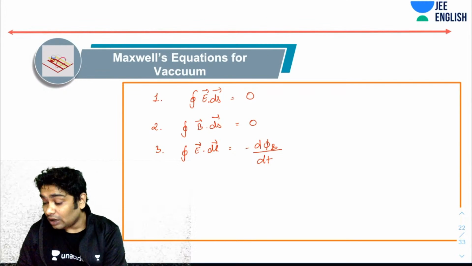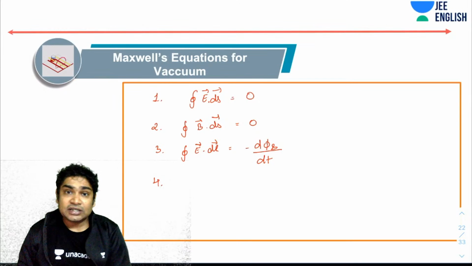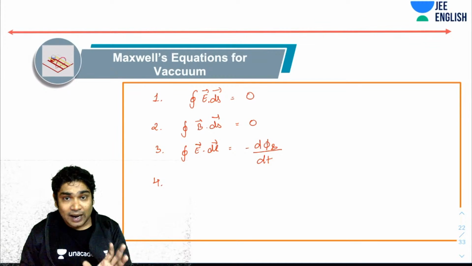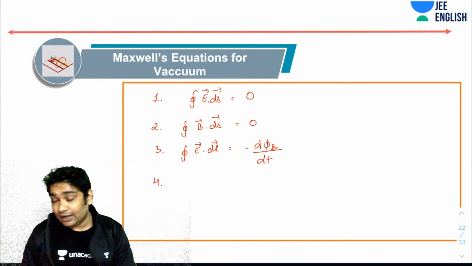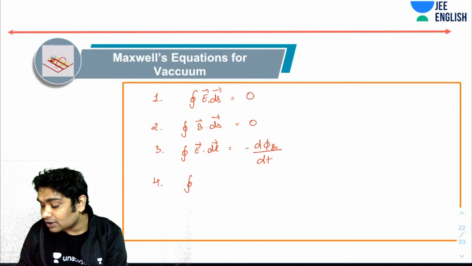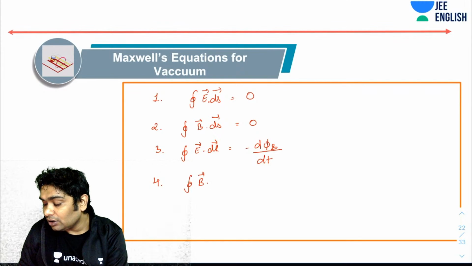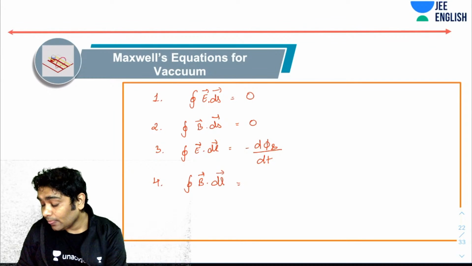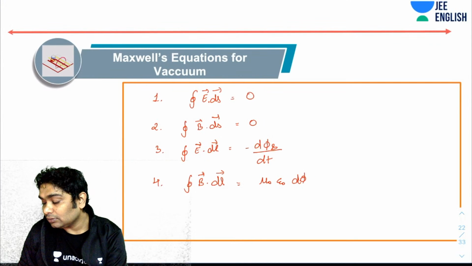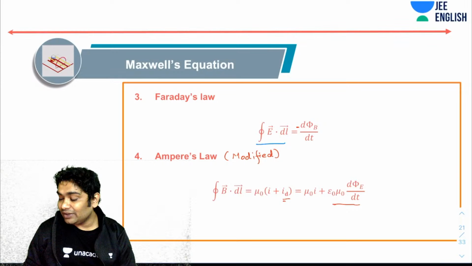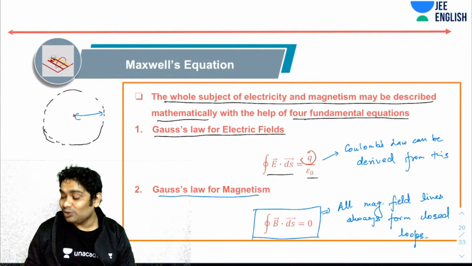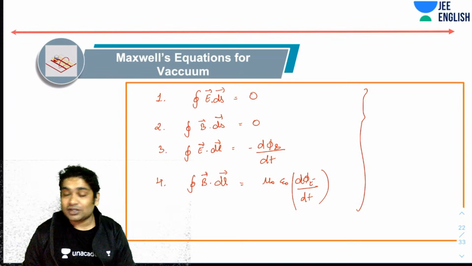However, the fourth equation gets modified a bit, because in vacuum imagine there is no matter, so you cannot have those currents which are caused by moving charges. So only displacement current can exist. Okay, so the fourth equation takes a slightly different form and it becomes integral of B dot dl equals mu naught epsilon naught d phi E by dt. Okay, so the charge term drops down to 0 in vacuum, and the current term drops down to 0 in vacuum. So this is what we have. These will be Maxwell's equations for vacuum.